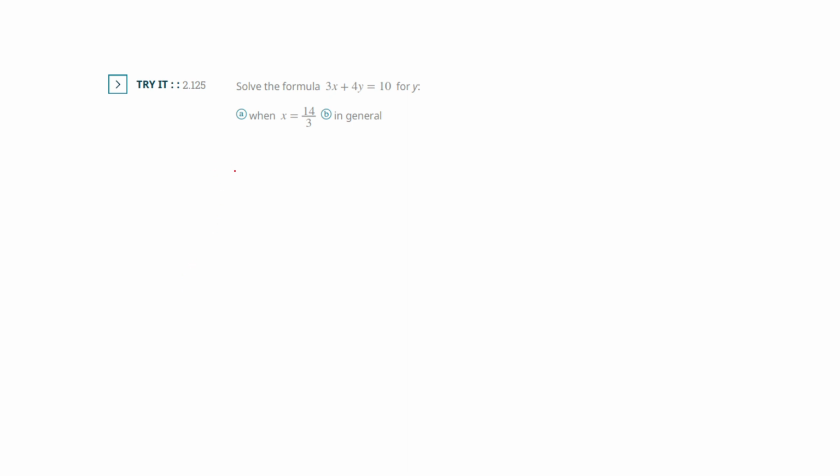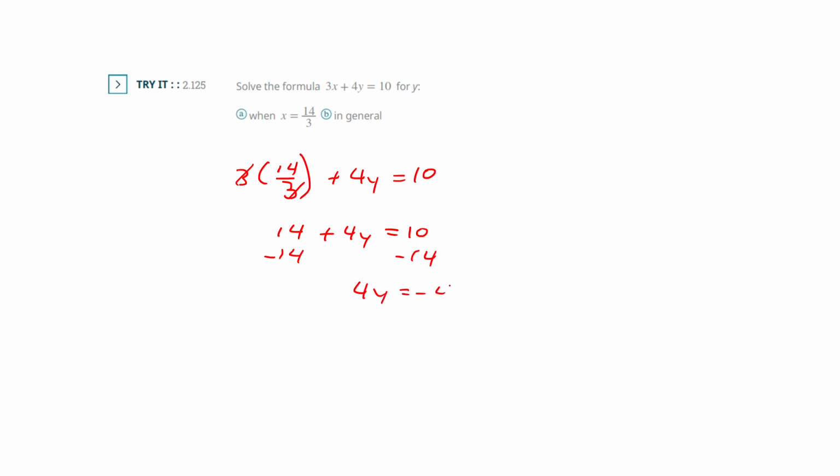Okay, they're telling us x, so I'm going to put that in my formula. Those 3's would cancel. I've got 14 plus 4y equals 10. Now, basic equation. The 14 would be who we want to leave because we want the factor puzzle. I've got 4y equals negative 4. Divide both sides by 4, and I've got y is negative 1.